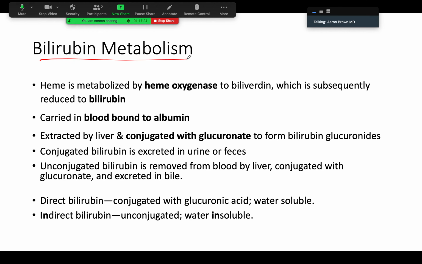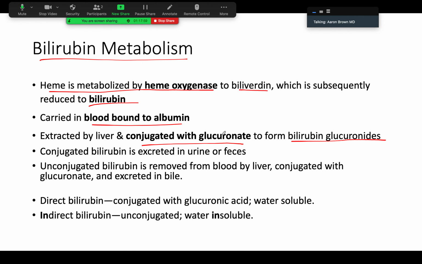So in terms of our bilirubin metabolism, we haven't really discussed this yet, and it does have some important things to reflect on this particular topic. Heme is turned by heme oxygenase into biliverdin, which is converted to bilirubin. Okay, so we have a breakdown of a red blood cell. It releases its hemoglobin. The heme is taken away from the globin. It's broken down into bilirubin. Bilirubin is going to be carried in the blood, bound to albumin. It's going to be extracted by the liver, conjugated to glucuronate to form bilirubin glucuronides, okay?